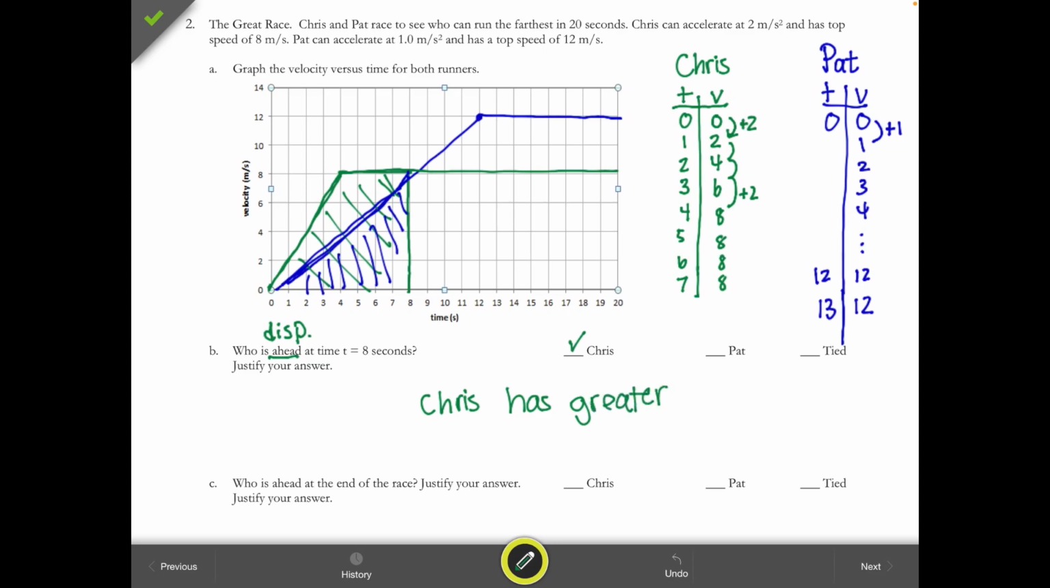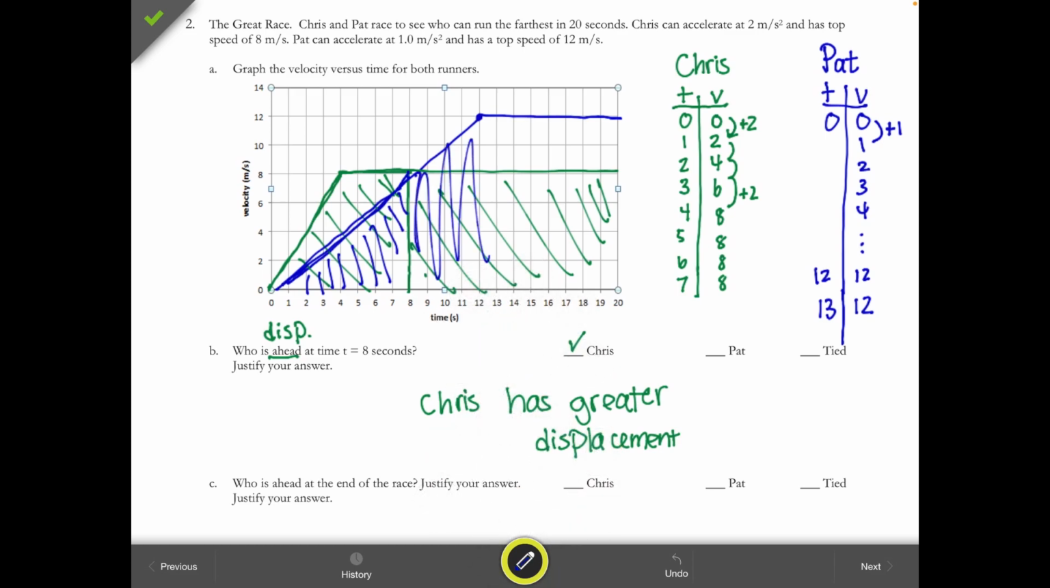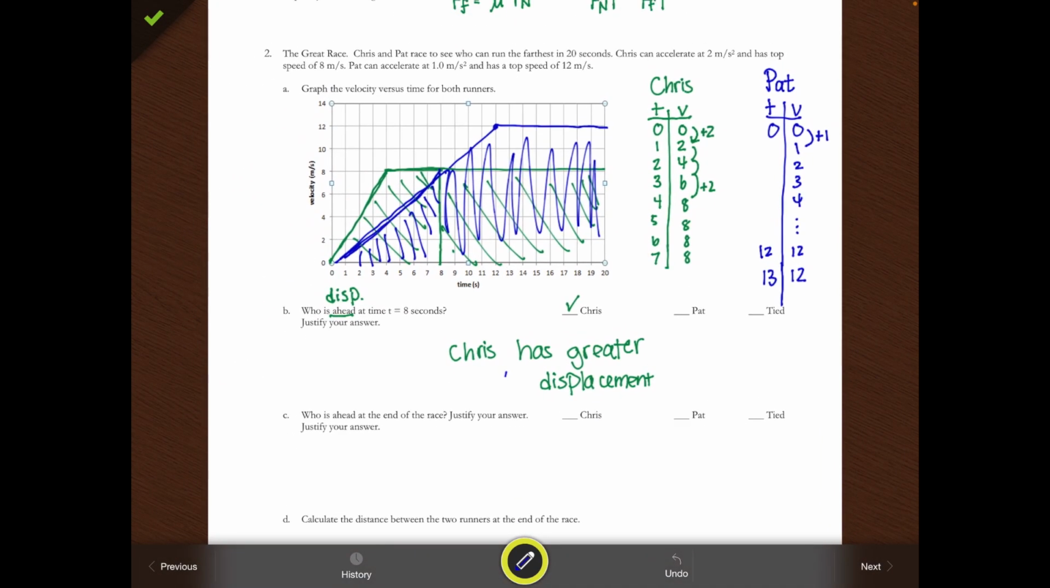Well, the end of the race is a different story. By the end of the race, check out these areas. Chris would be taking the rest of this distance as well. Pat would be taking even more area under the curve right here. Those are not far enough different that I can just eyeball which one is bigger in my head. So I actually will calculate this.